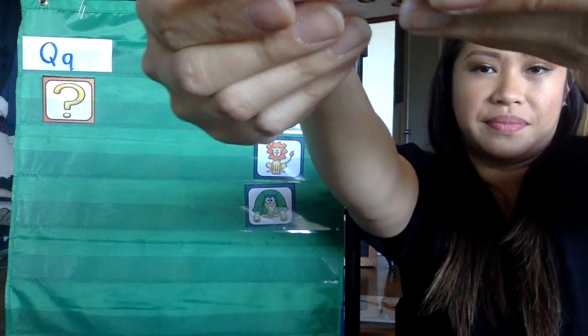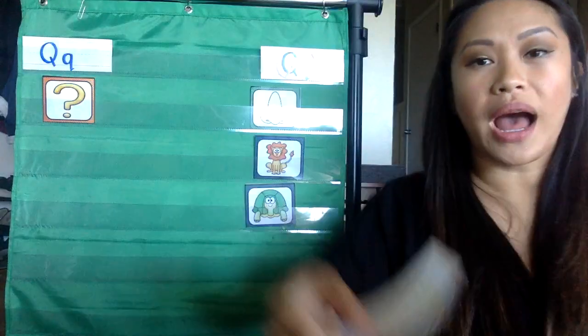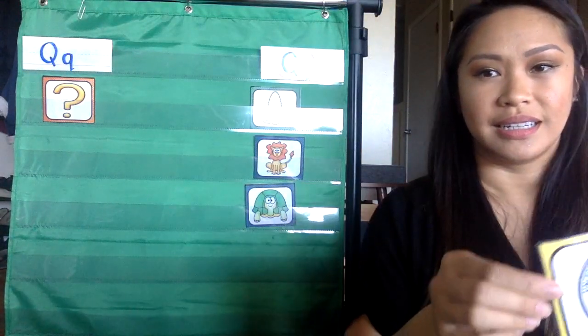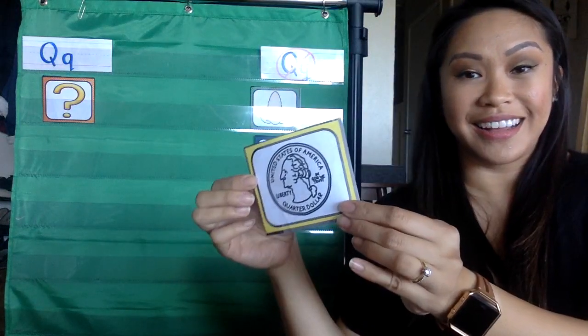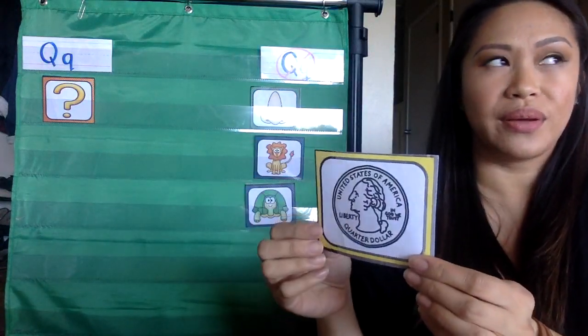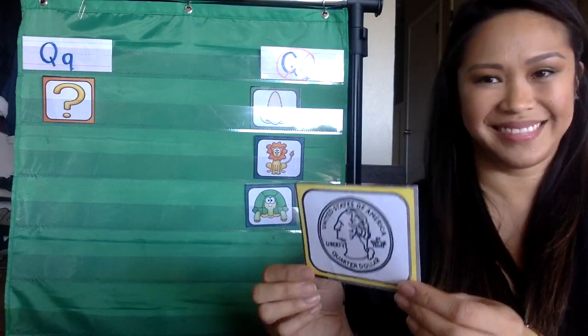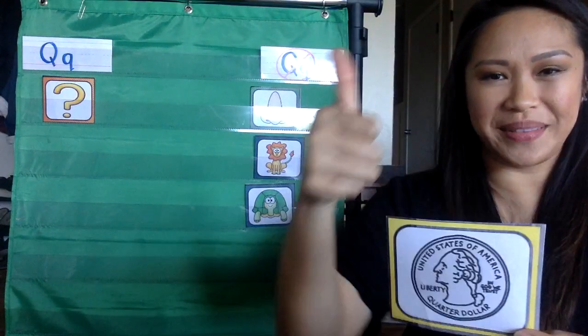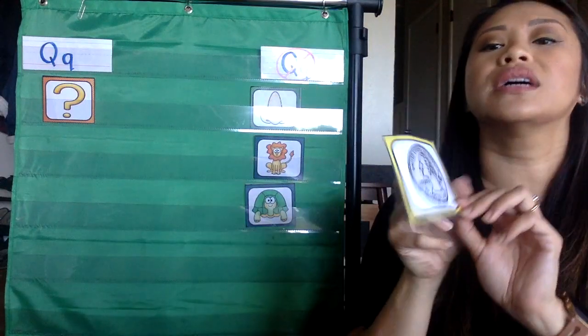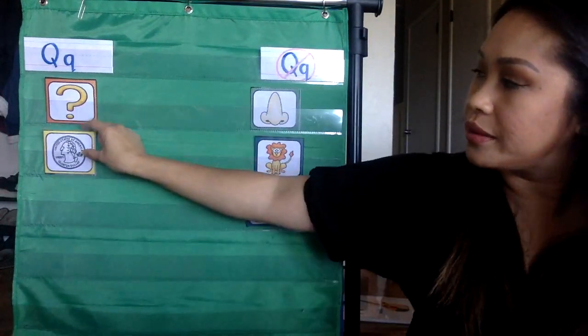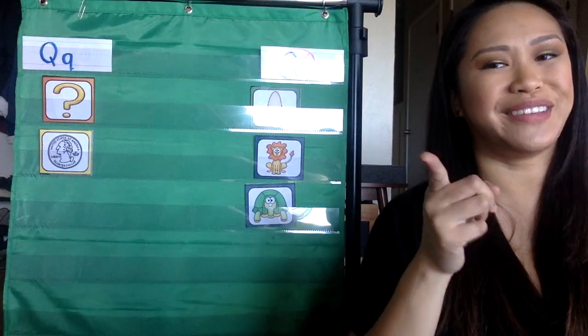Can you choose it? Wow. It's a quarter. Quarter. I heard a lot of you say it. Yep. Ding, ding, ding. You're right. That's a quarter. You guys know how much a quarter is worth? 25 cents. Nice. All right.